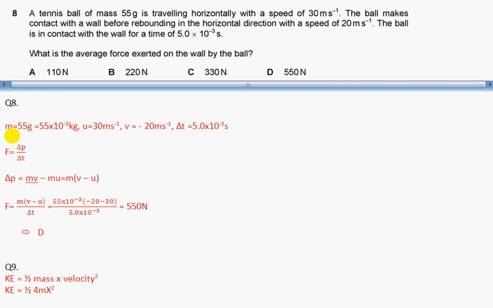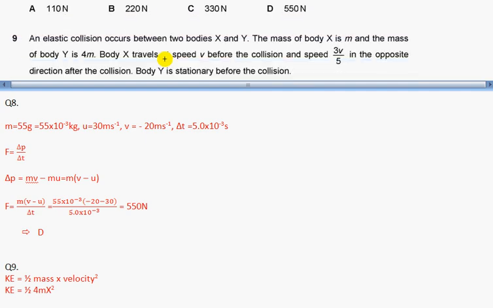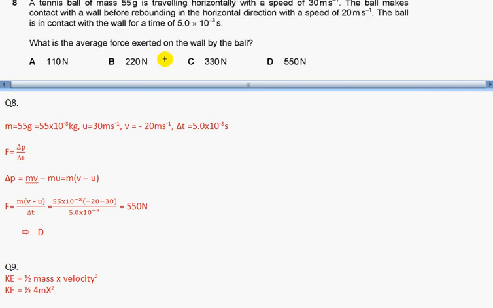We use the new formula in AS for force, it is the rate of change of momentum. Change of momentum is mv minus mu, so we put the values. We take into account that final is minus 20, minus 30, which is minus 50. So velocity and momentum are vectors, so we care about direction. And which answer? Choose answer D.